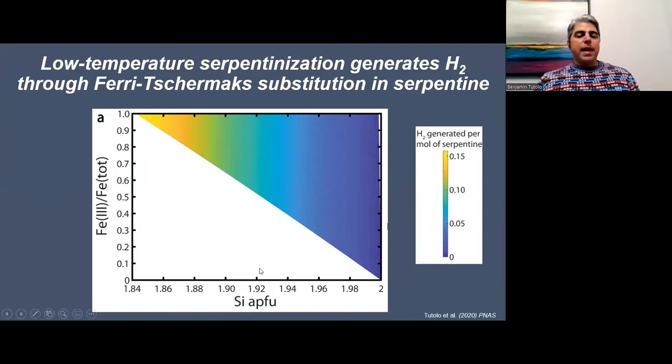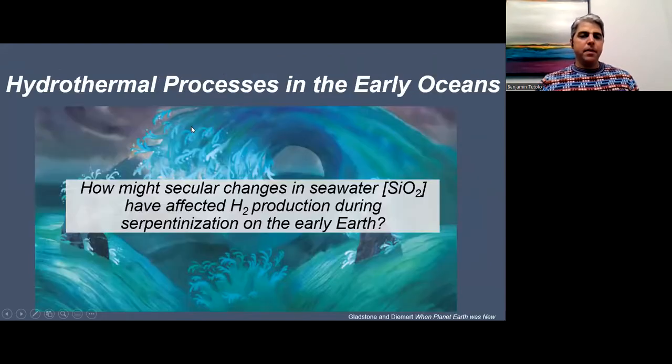So if we do an analysis again of how much hydrogen you can generate through this Ferri-Chermak substitution, we end up with a diagram like this, where the most hydrogen is generated, again, at the lowest number of silicon atoms per formula unit down here in this section of the diagram. So what we can now start to think about is that, okay, if hydrothermal processes would have happened in the early oceans and the silicon concentration in early Earth seawater might have been quite different than it is today, then we might have ended up with very different hydrogen fluxes from these systems. So how might these secular changes in seawater silica concentrations have affected hydrogen production during serpentinization on early Earth?